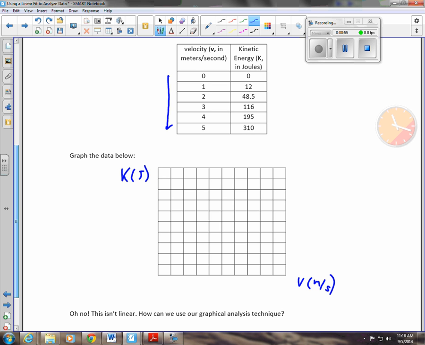The velocities are going up nicely, so 0, make every two lines 1: 1, 2, 3, 4, and 5. And for our kinetic energy, we have to get up to 300. This is a little bit awkward, but I'm going to make every two lines 100.